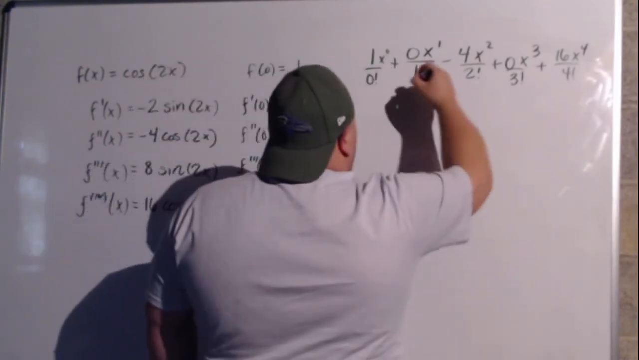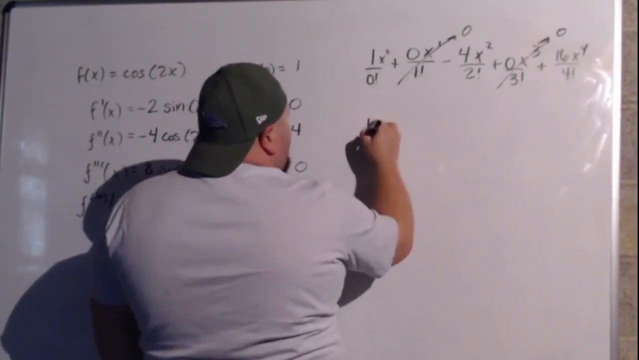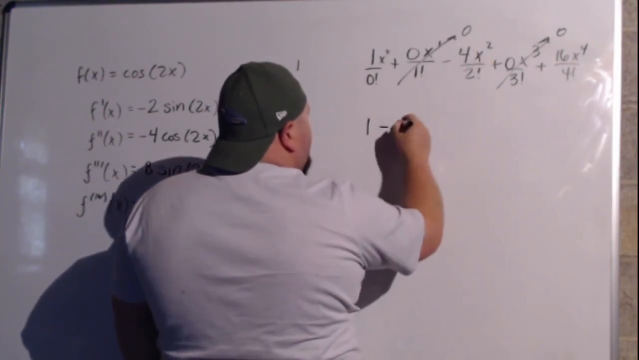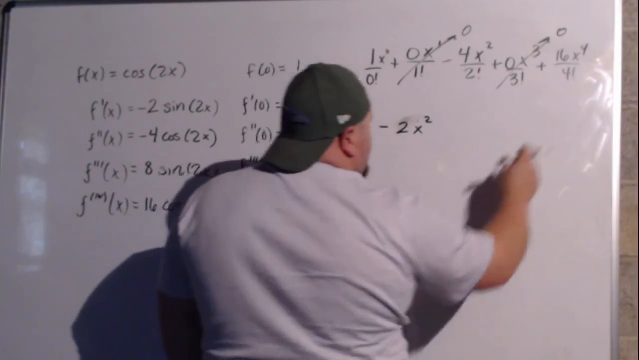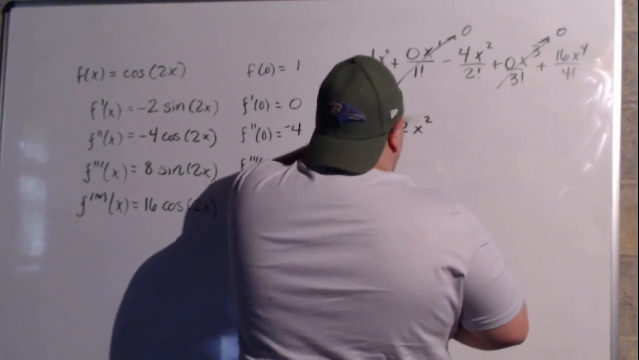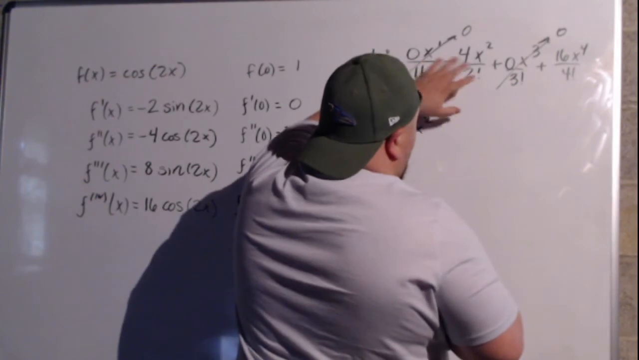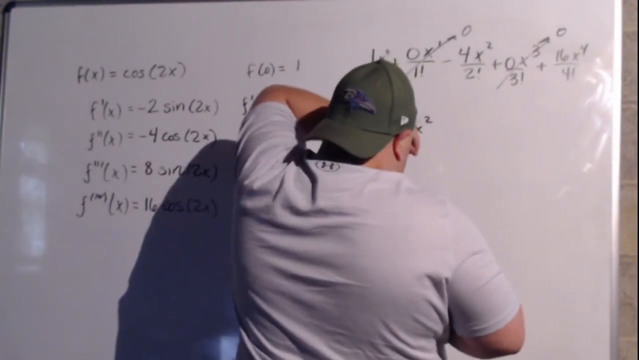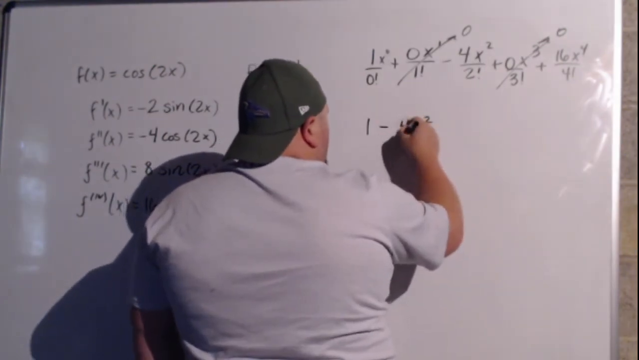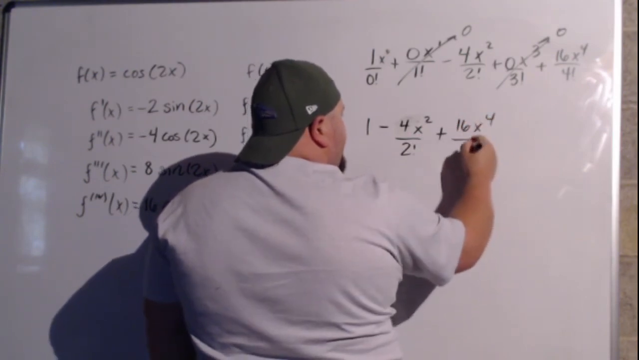So once you've written them all out, then you can say, okay, that's 0, and I'm left with 1 minus, let's see, 4 over 2 factorial, that's going to be 2x squared, and then 16 over 4 factorial. Let's see, do I want to do that, or do I want to, let's see, it'll be 2, and that's going to be a fraction. So let's leave them alone and see if it works. This is 4 over 2 factorial, and then plus 16x to the 4th over 4 factorial.